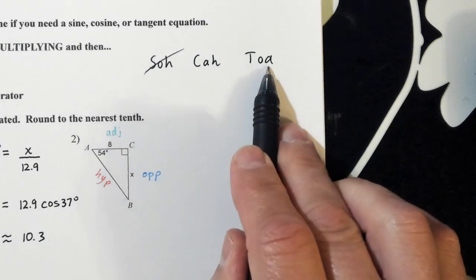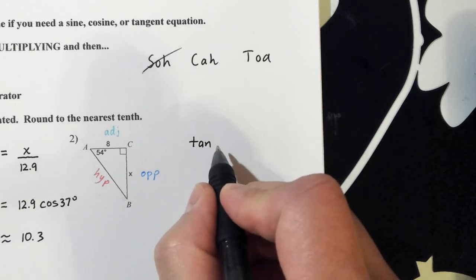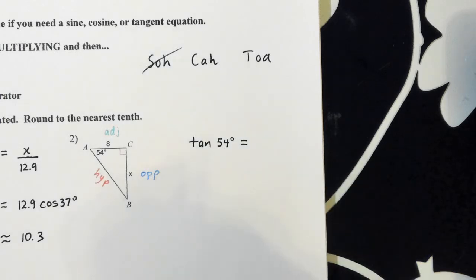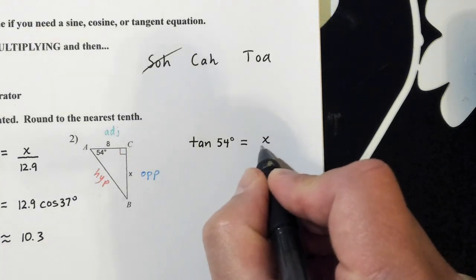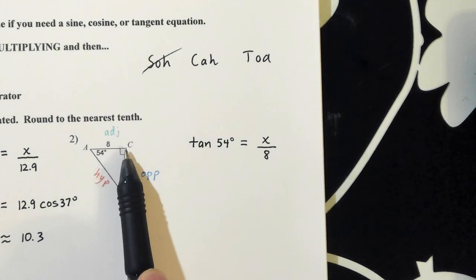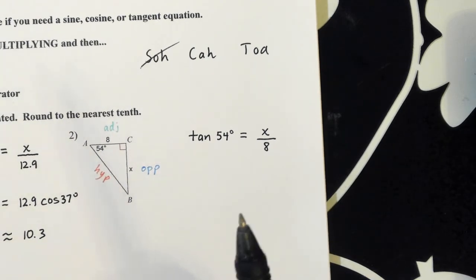Opposite, adjacent. So it's a tangent problem. Tangent of 54 degrees is equal to opposite over adjacent. So x over 8. Again, I'm going to estimate with my eyeballs before I even begin this process, just to make sure that my answer is reasonable. So if this is 8, you would tell with your eyeballs this is longer than 8, so maybe 10. 10 would be reasonable. We'll see what happens.